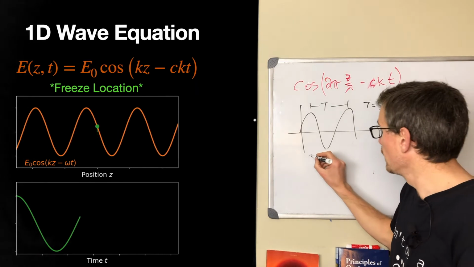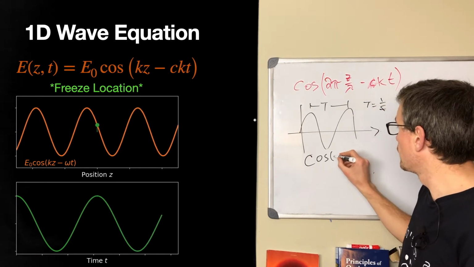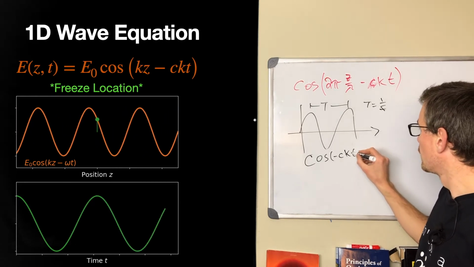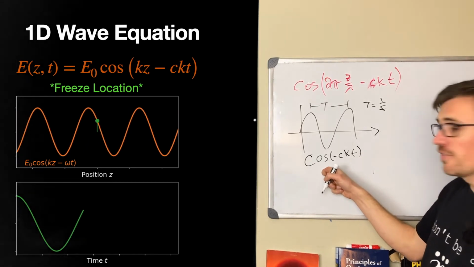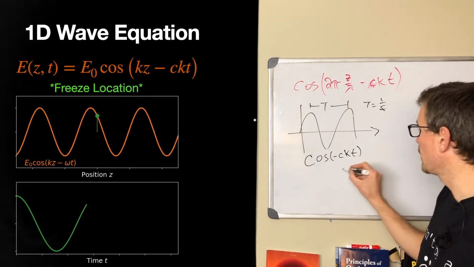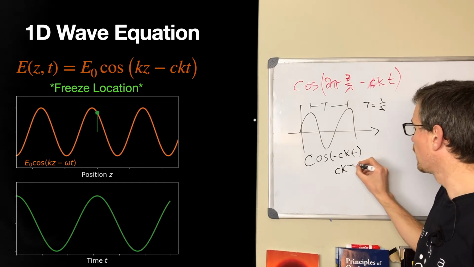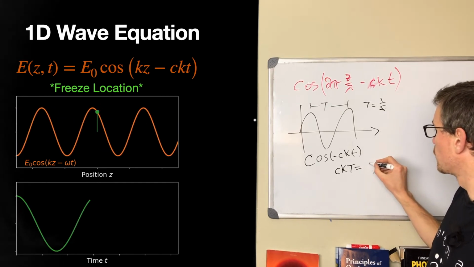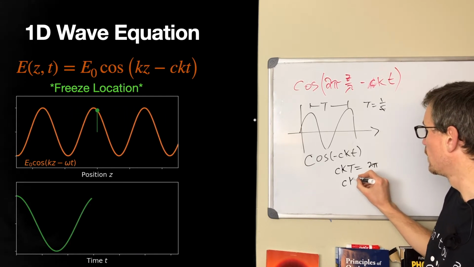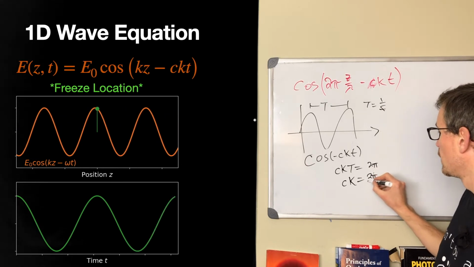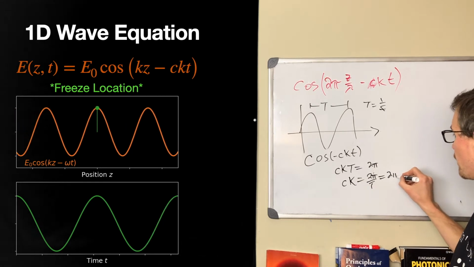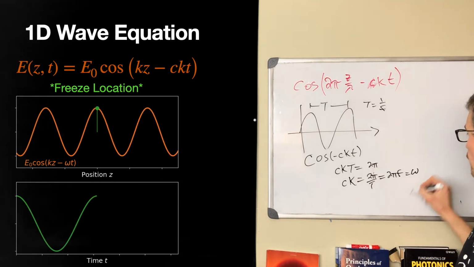So we'll have cosine of negative, it's cos of negative x is cos of x, but we'll just keep it. So that is going to be our new wave. And at time t, capital T, the period, this is going to be equal to 2 pi. So ck times T is equal to 2 pi, right? So ck is going to be equal to 2 pi divided by the period. 1 over the period is what we call the frequency for a wave, 2 pi f. And that's what we call omega, right?